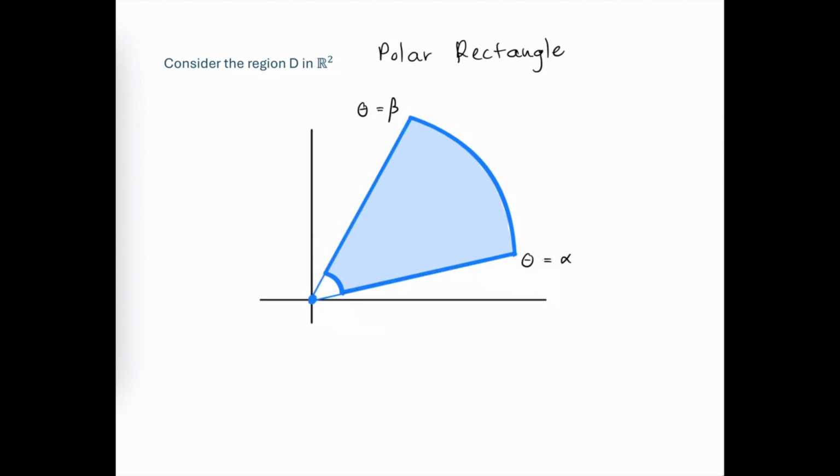Remember, r is the distance that a point is away from the origin, so we'll say this inner wall here is determined by r is equal to a, and this outer wall is determined by r is equal to b. So let's slide that down here just to get it out of the way. Now we're going to bust this region up into infinitely many different tiny polar rectangles.